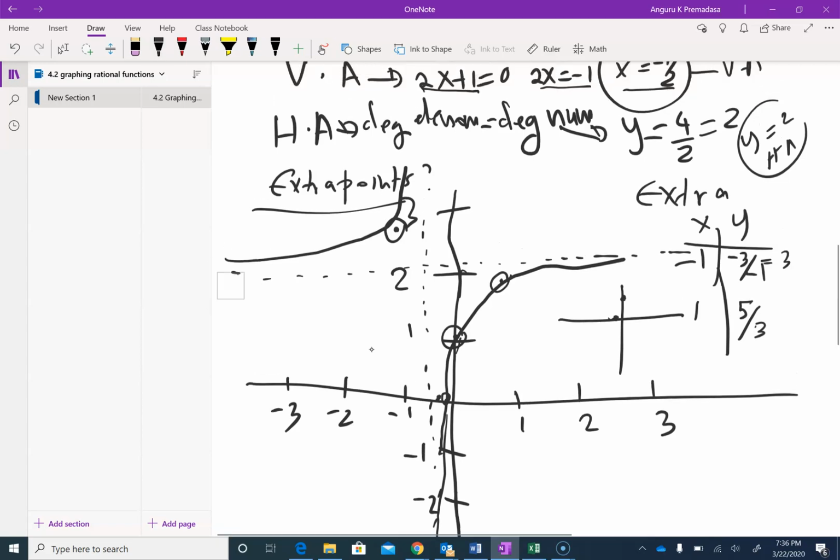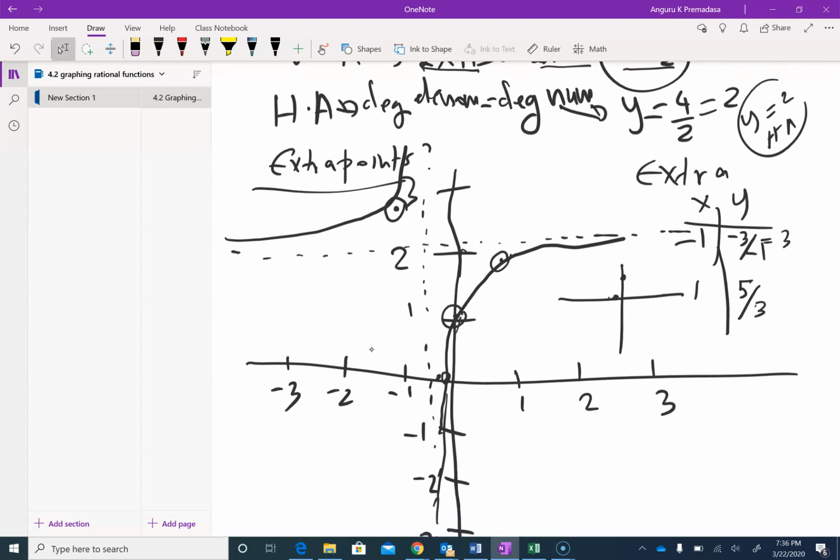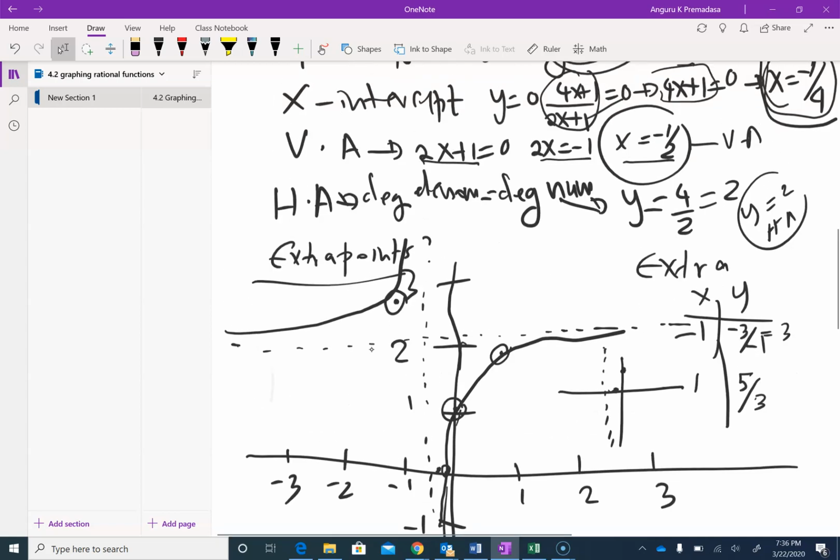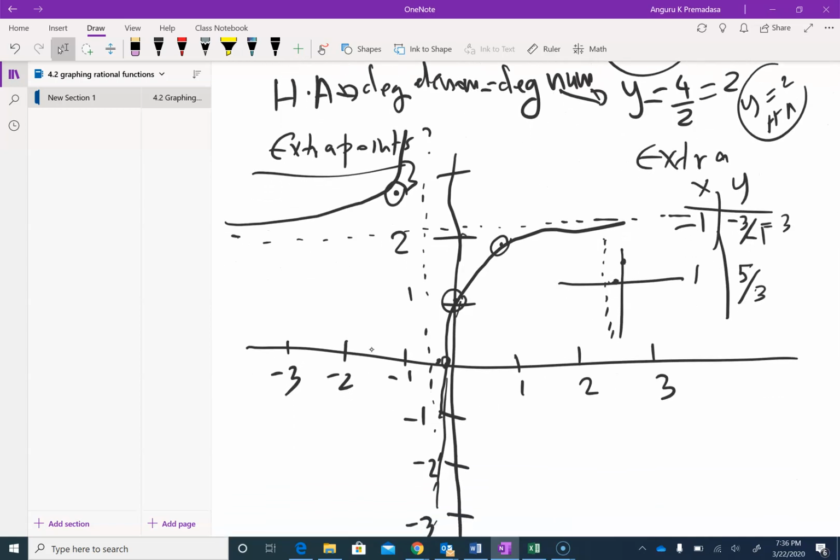And now, the vertical asymptote. The vertical asymptote is negative 1/2, which will be somewhere here. And we have the horizontal asymptote, which is 2, so kind of up there. Like twice the distance. So we have 2 here. Now we'll start our journey.